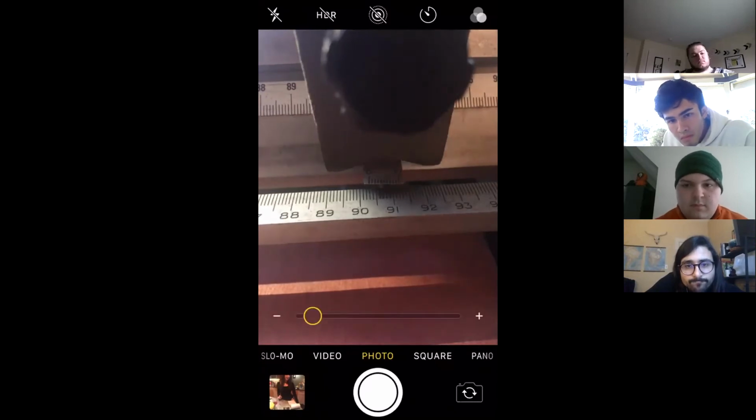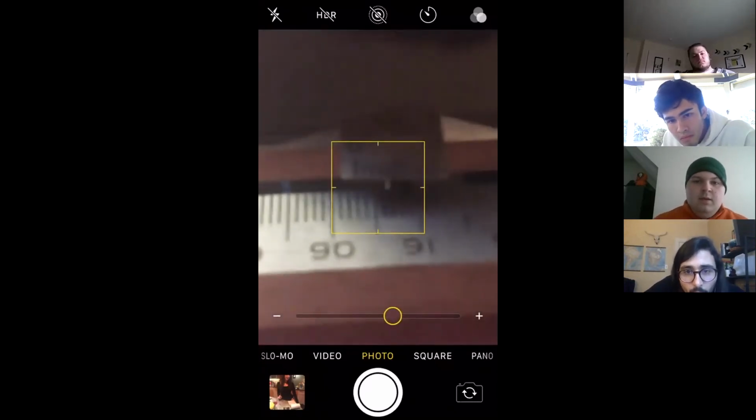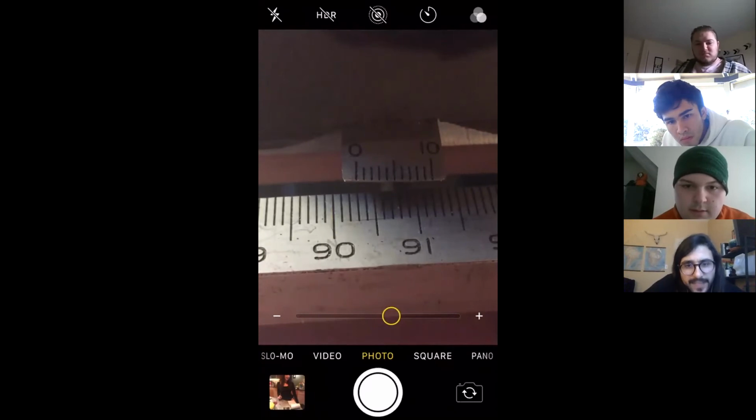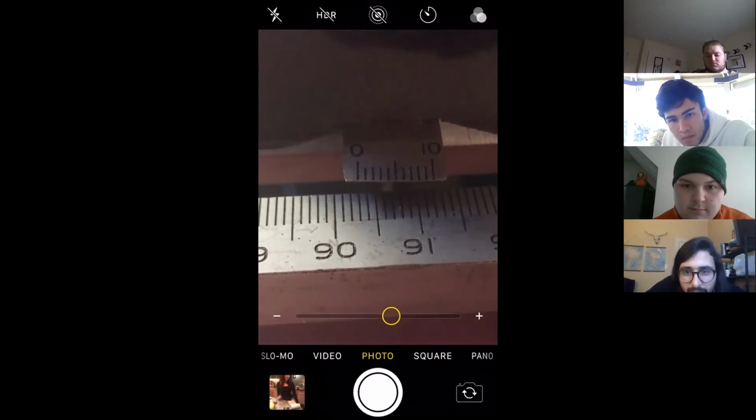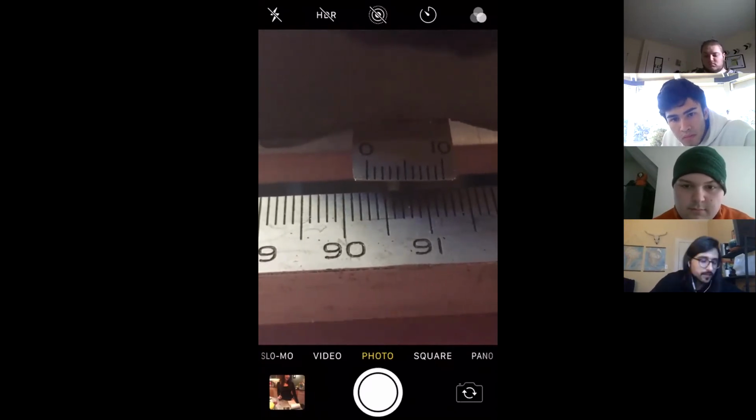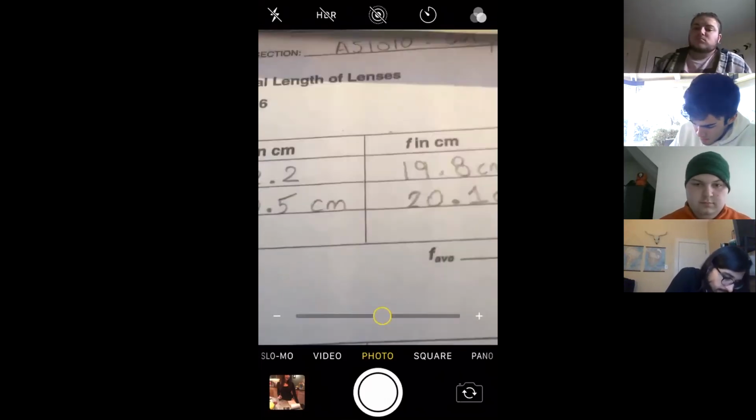That's what it is in my room too. It's really dark. Can you try to zoom in, Brendan? My phone sucks for zooming. 90.8, right? Well, it's on the edge, but let's go with 90.8. Everyone cool with that? It's close either way. Yep.